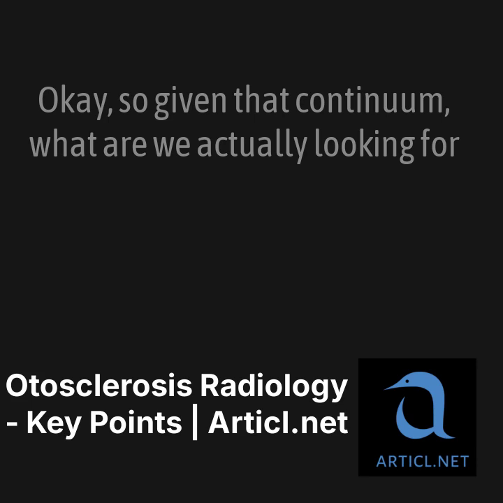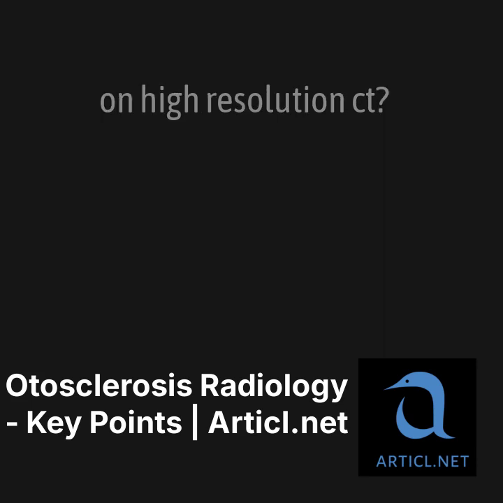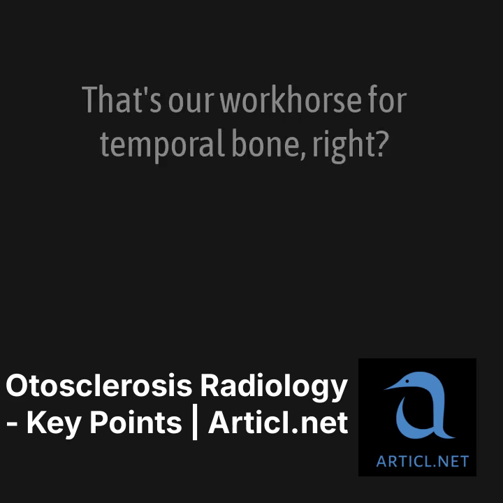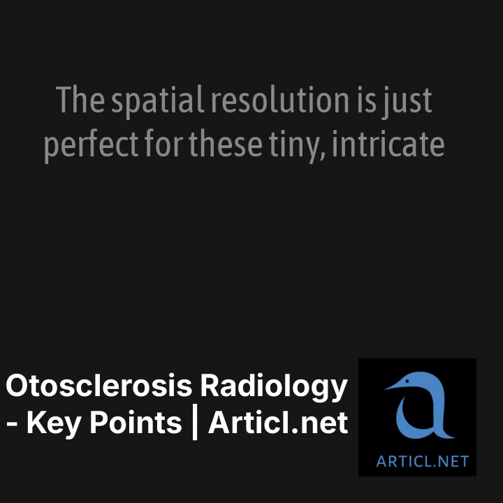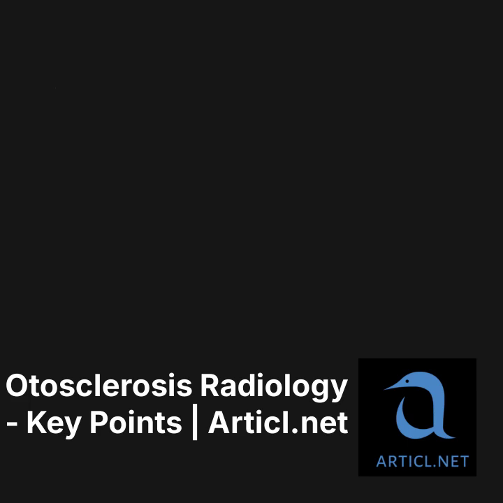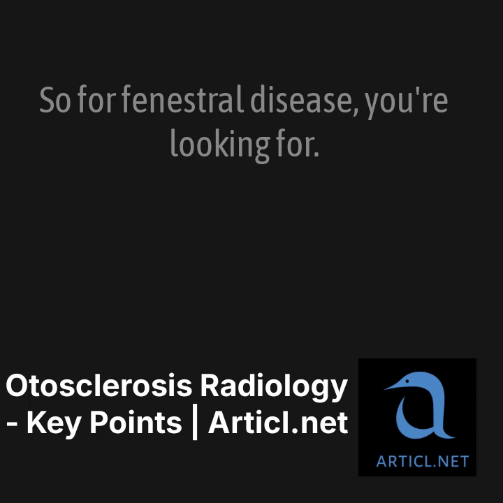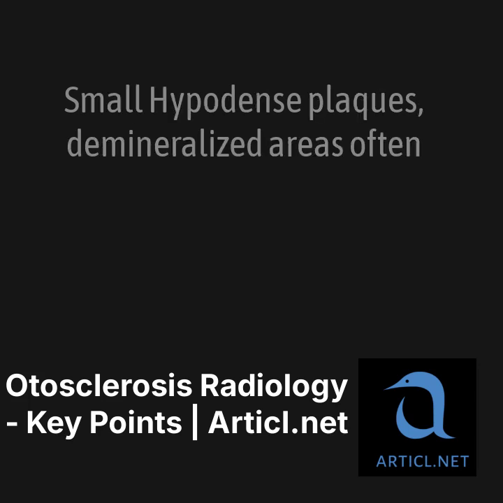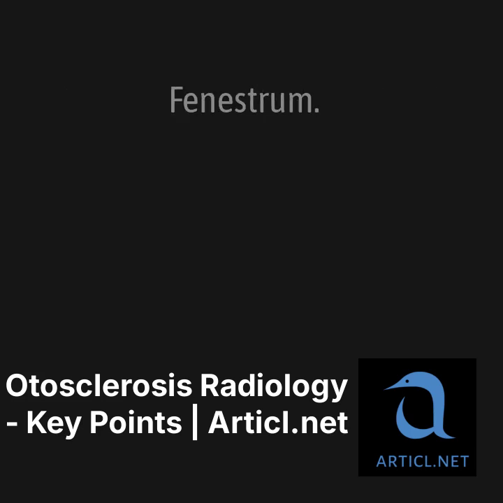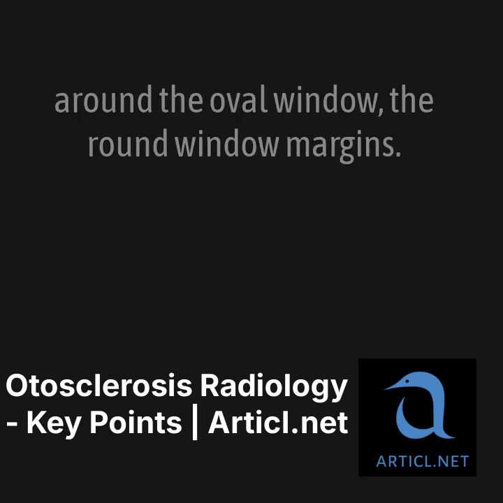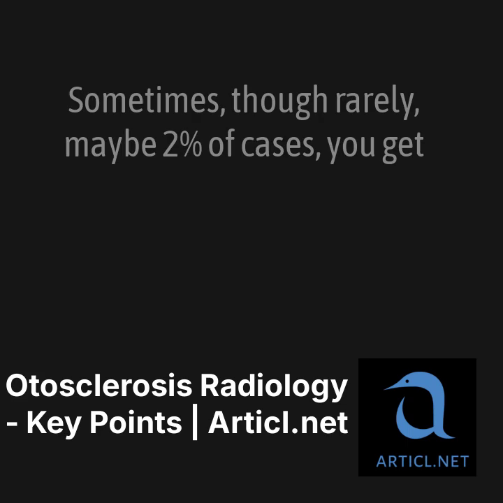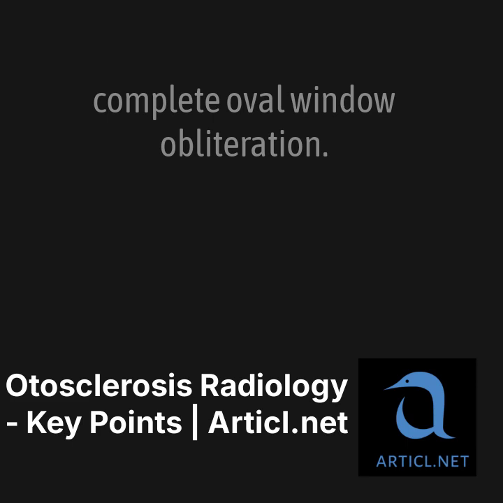Okay, so given that continuum, what are we actually looking for on high-resolution CT? That's our workhorse for temporal bone, right? Absolutely. HRCT is the gold standard. The spatial resolution is just perfect for these tiny, intricate, bony structures. So for fenestral disease, you're looking for small, hypodense plaques, demineralized areas, often starting right at that fissula ante fenestram. Sometimes they're tiny, like 1 millimeter. Wow, okay. And as it progresses, you might see more extensive involvement around the oval window, the round window margins. Sometimes, though rarely, maybe 2% of cases, you get complete oval window obliteration.